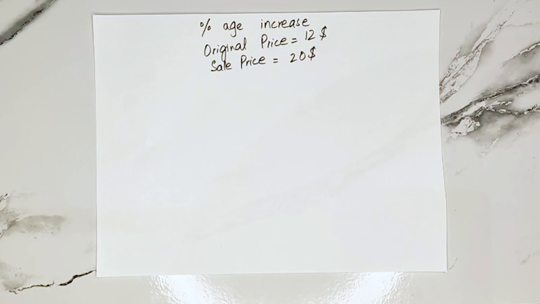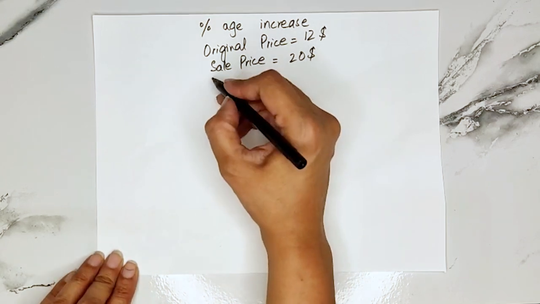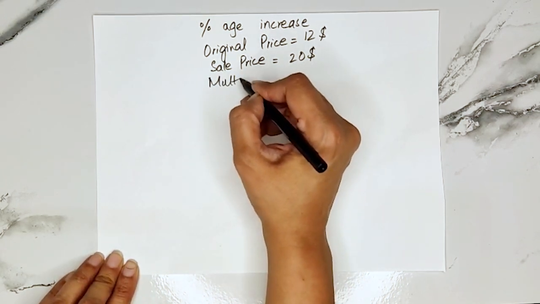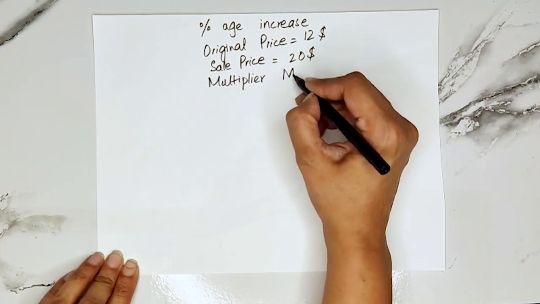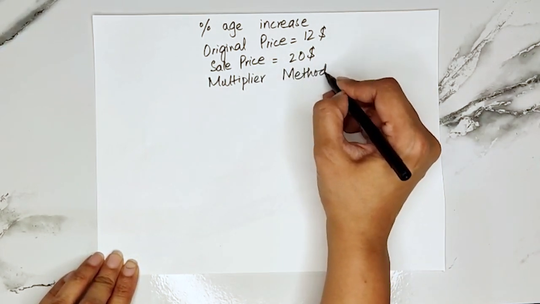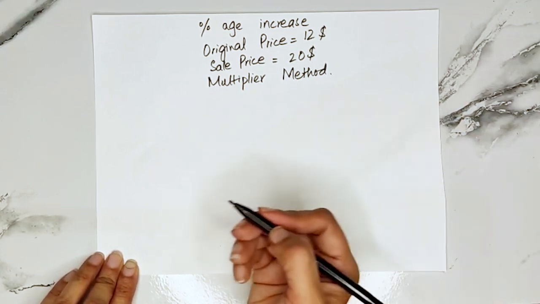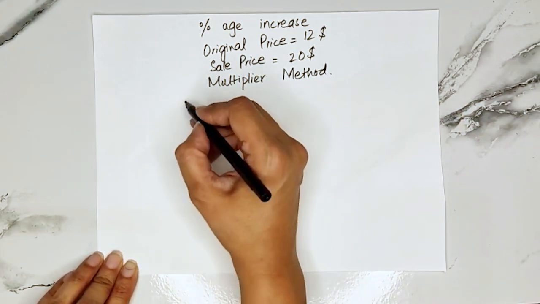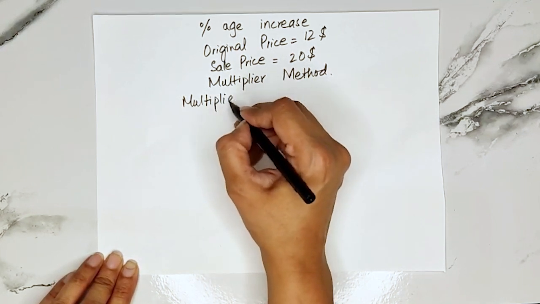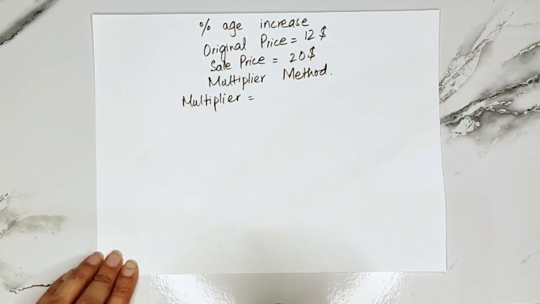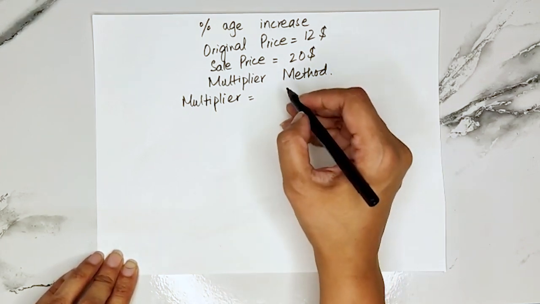So now we will be calculating the percentage increase in any amount by using the other method, that is called the multiplier method. So let's start. For that we need to find out the value of the multiplier. So remember, multiplier means how many times the original value has increased, right?